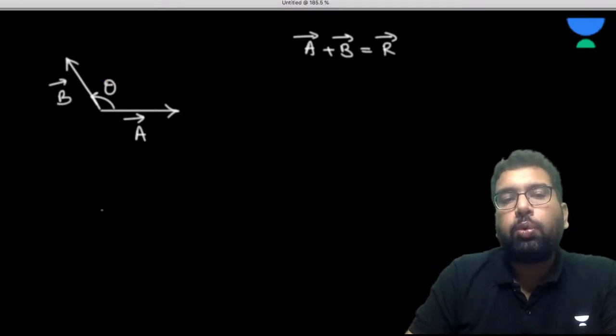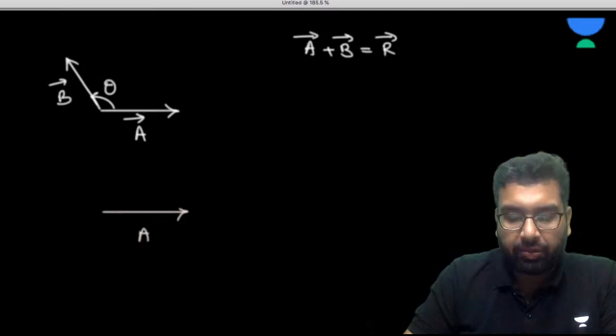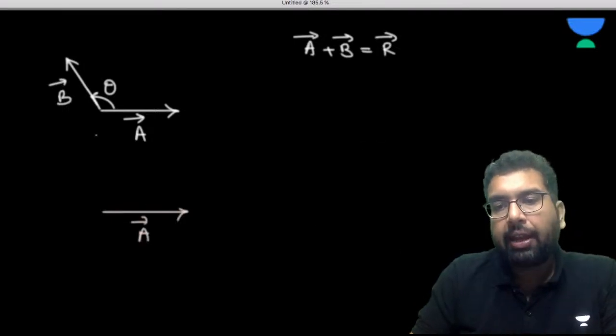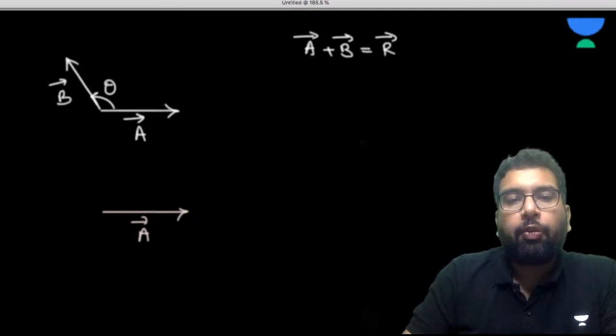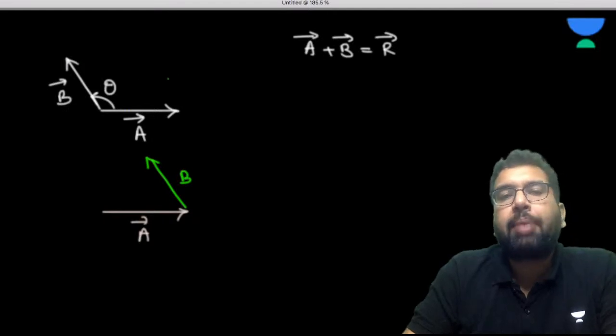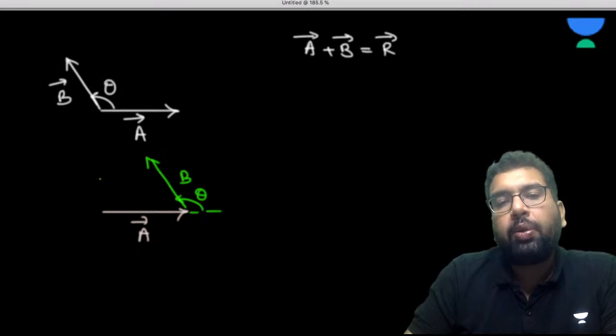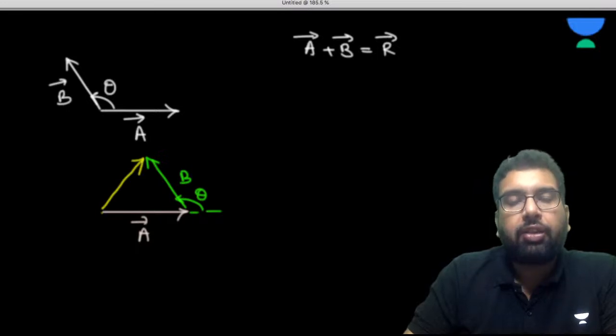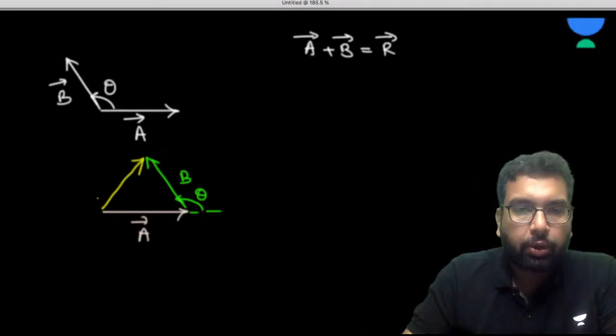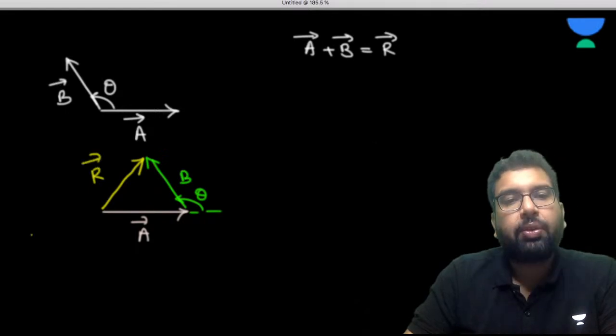I'll have to do some parallel shifting. So let me parallel shift this A here, and parallel shift this B from where this A ends. Or you could have parallel shifted A, that doesn't matter, that is also fine. This angle is going to be theta again. Now you have to complete this triangle, but the direction will be in the opposite order. So this is going to be your resultant. Is it fine, beta? Please answer me.